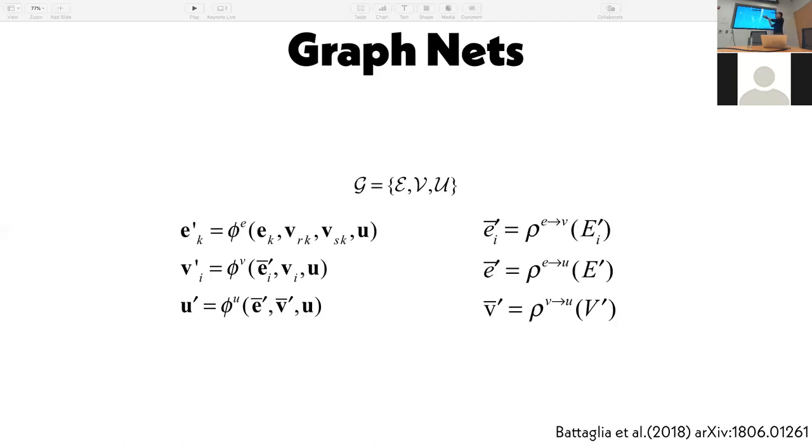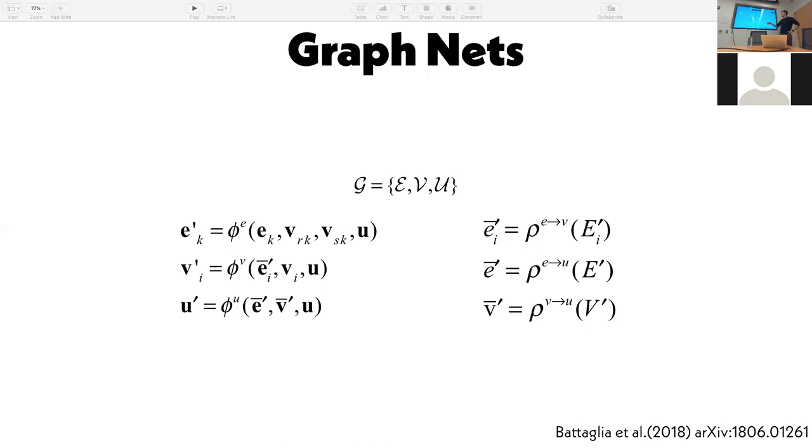Once you know the definition of graph, then a graph net is simply a set of functions that propagates information back and forth between the nodes, the bonds, and the graph as a whole, or master node, so to speak. The three functions on the left are update functions. The three functions on the right are aggregate functions. Update functions update the entity in each time step. For example, phi e is the update function of edge. Phi v is the update function of vertices or nodes, and phi u is the update function of the master node.